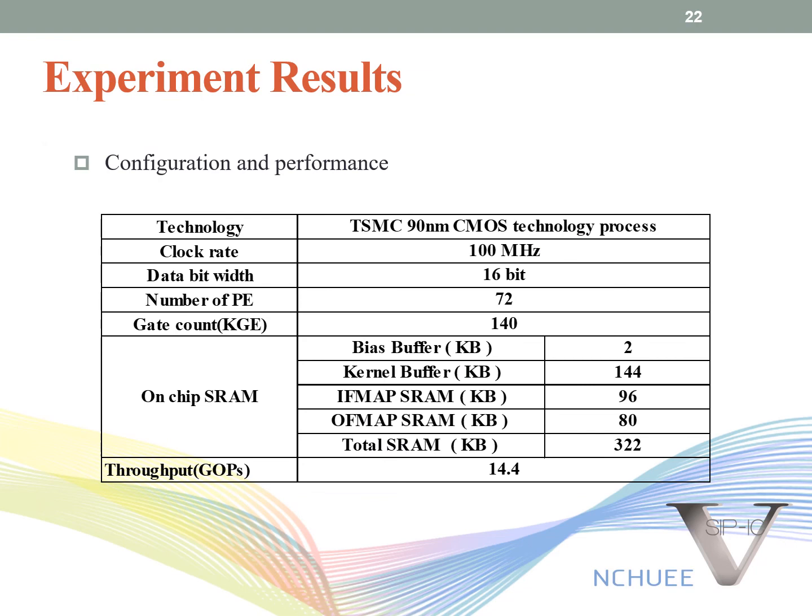The synthesis result is obtained using the TSMC 90nm process. Clock rate is 100 MHz. Total SRAM we use is 322 KB, and gate count is 140,000. Throughput is 14.4 GOPS.